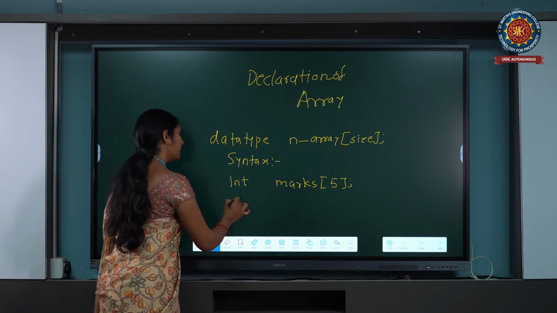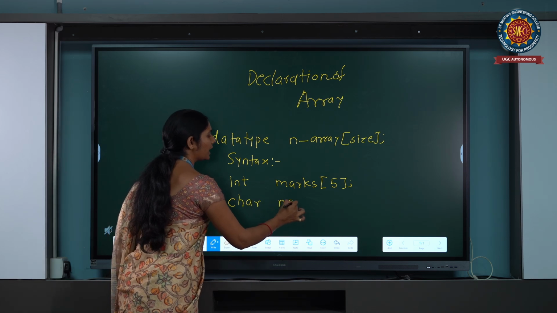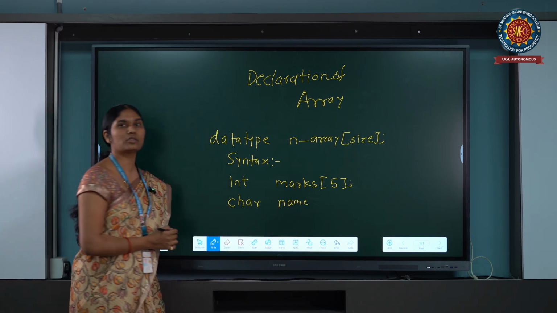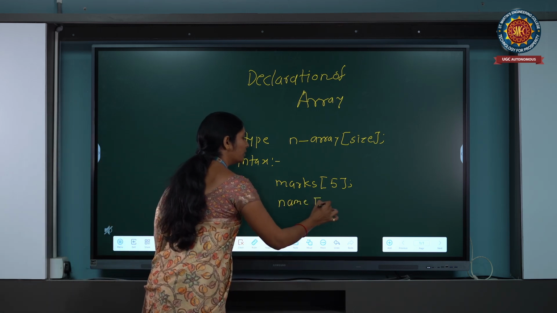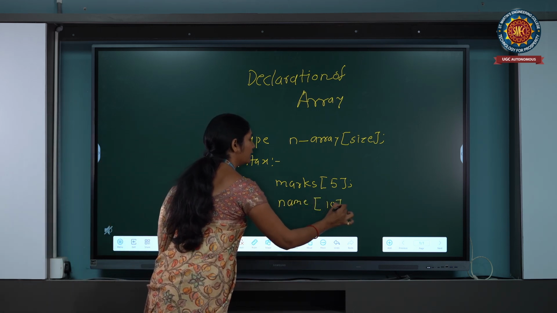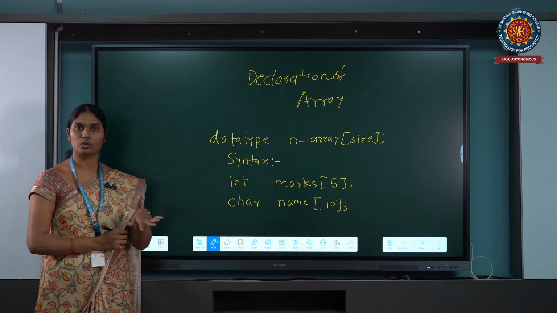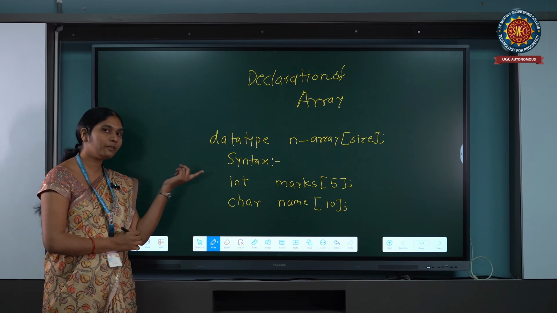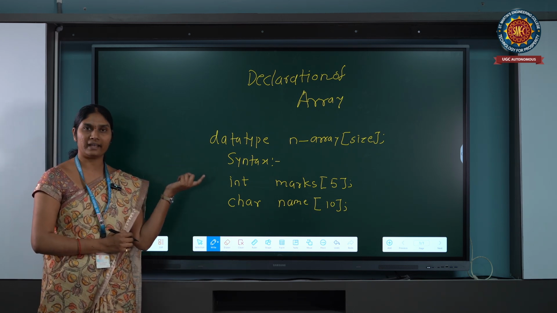Suppose for another example I take char name. Suppose I want to store the names of 10 students. I can use character type, the name of the student, and the size will be 10. Now suppose I want to store the marks of the 5 subjects, the memory will be allocated with 10 bytes.